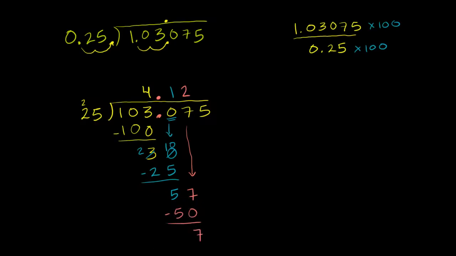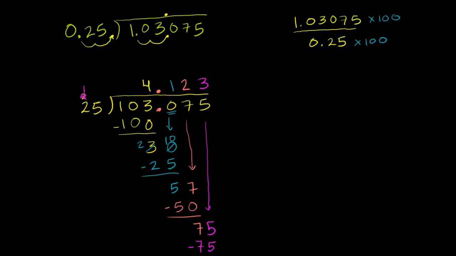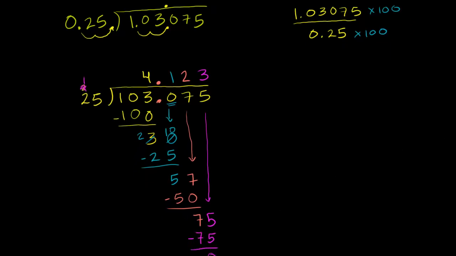And now we're almost done. We can bring down this 5. 25 goes into 75 3 times. 3 times 25 is 75. We say 3 times 5 is 15. Regroup the 1. We can ignore that. That was from before. 3 times 2 is 6, plus 1 is 7. So you can see that. And then we subtract. And then we have no remainder.